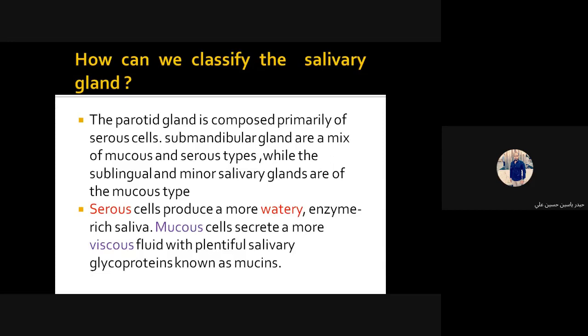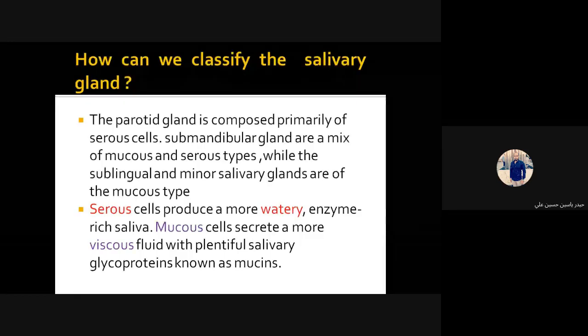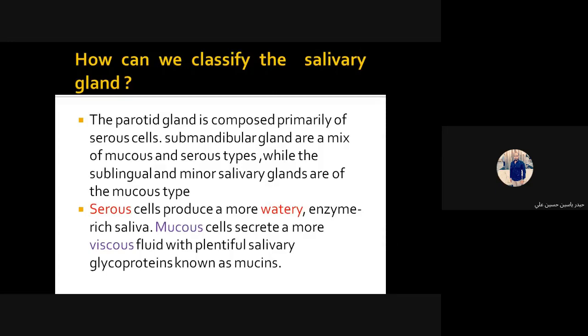That is to say, the parotid is composed primarily of serous cells. The submandibular is mixed serous and mucous. And the sublingual is mucous type. And if you want to know the difference between these, the serous produces more watery saliva. The mucous secretes a more viscous fluid with a salivary glycoprotein which is called mucin.